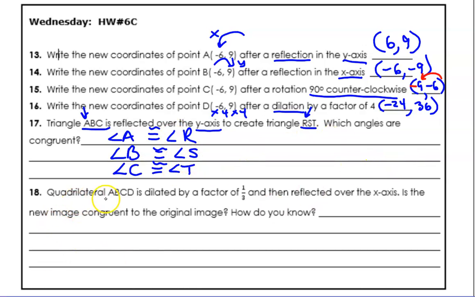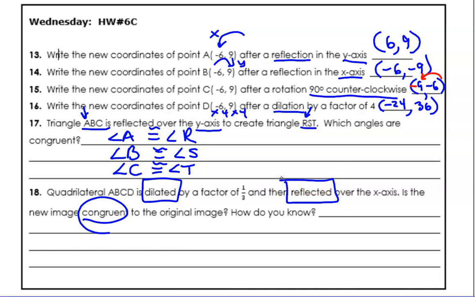Number 18. Quadrilateral ABCD is dilated by a factor of 1/3 and then reflected over the x-axis. So that's called a sequence of transformations when you have more than one. Is the new image congruent to the original image? How do you know? Well, what happened? Two things, a dilation and a reflection.